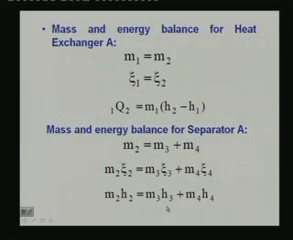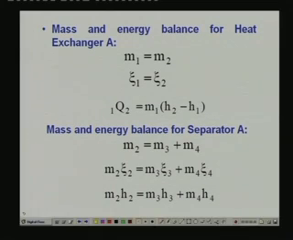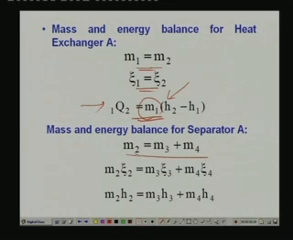Now, if you apply simple mass and energy balance for these components, for example, for the heat exchanger, as I explained, total mass is conserved, concentration remains the same. So, this is the energy balance. The heat supplied is utilized for increasing the enthalpy, and this is the mass flow rate. Similarly, mass and energy balance for the separator. In the separator, this is the total mass balance, that means whatever mass is coming in is going out in liquid form and in vapor form.